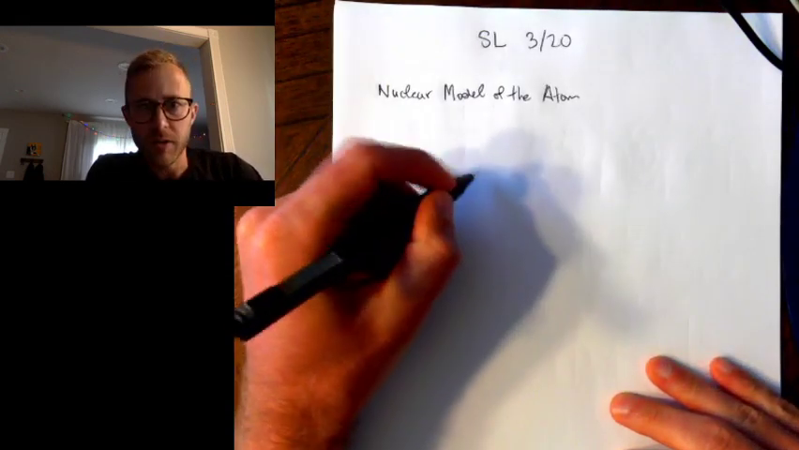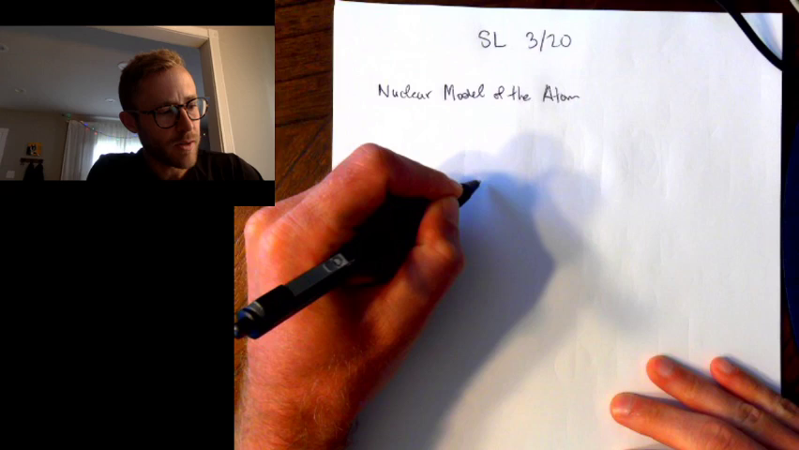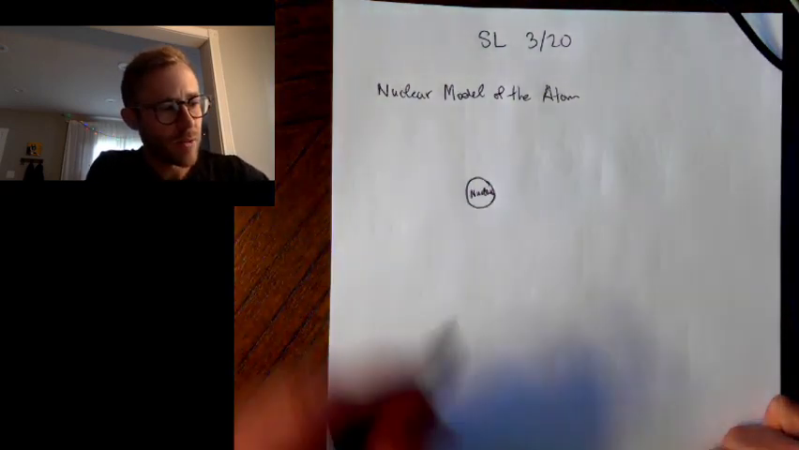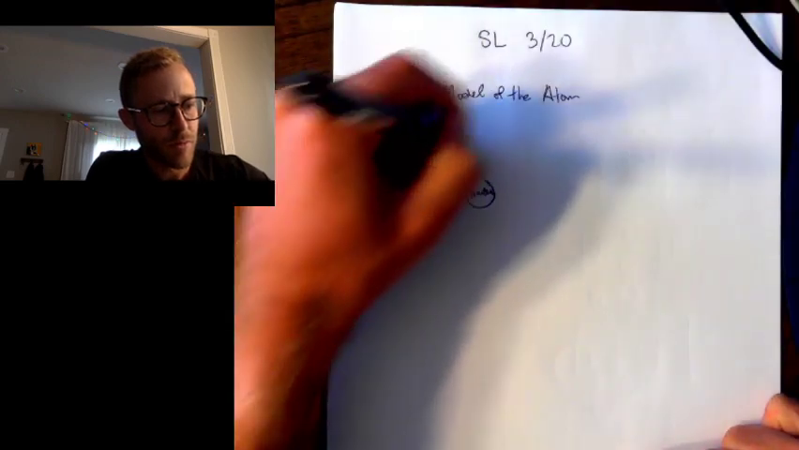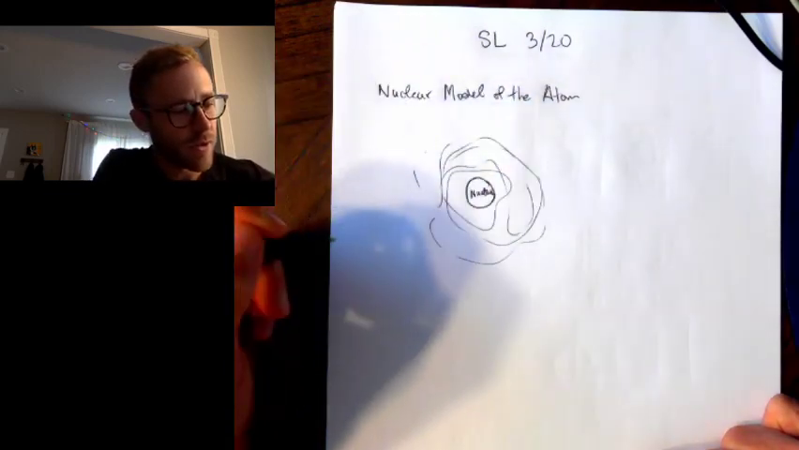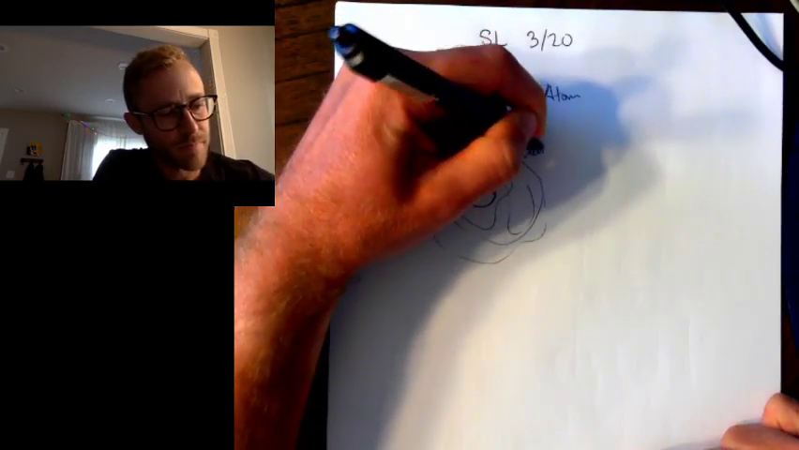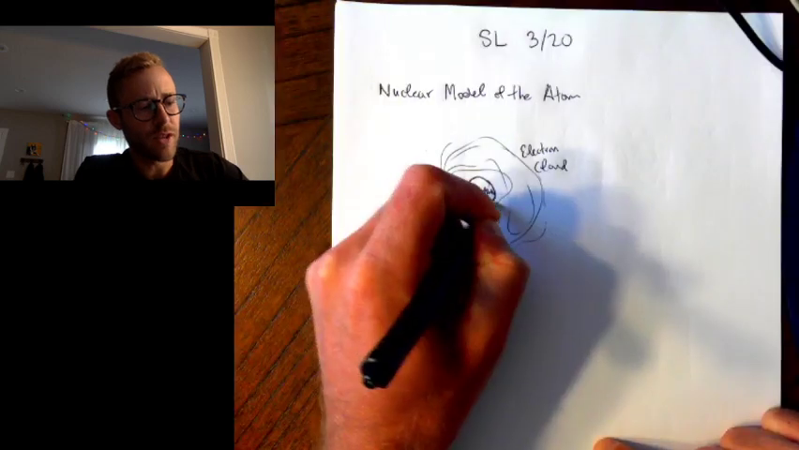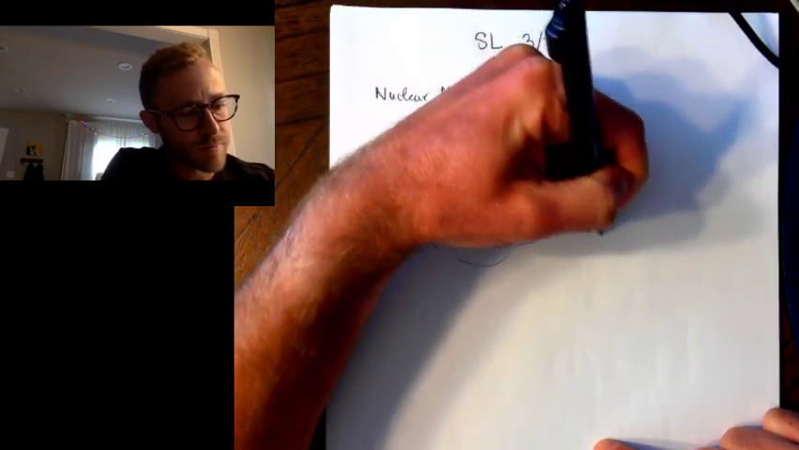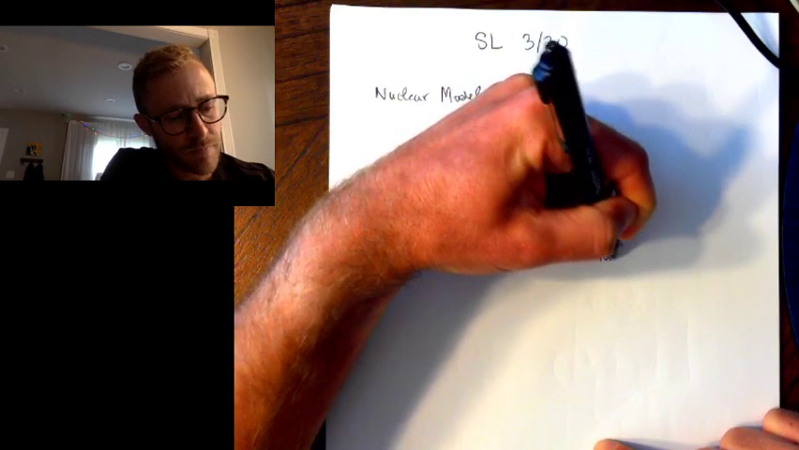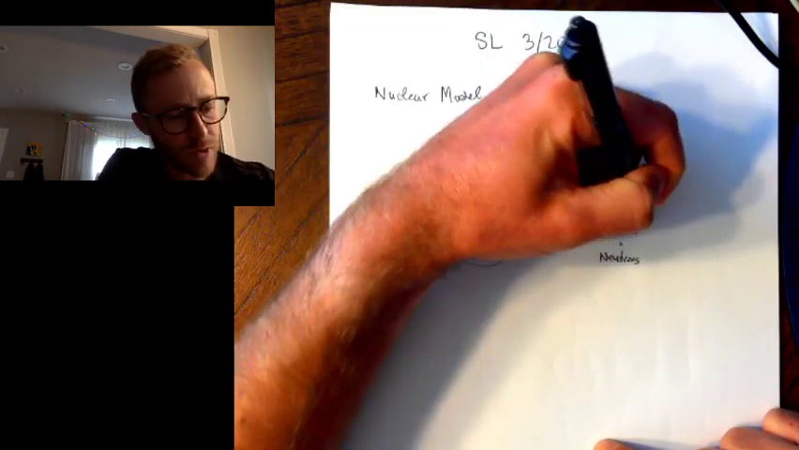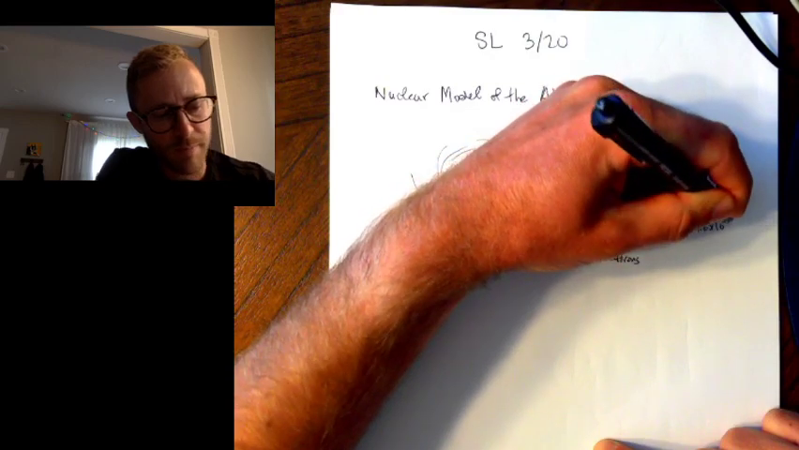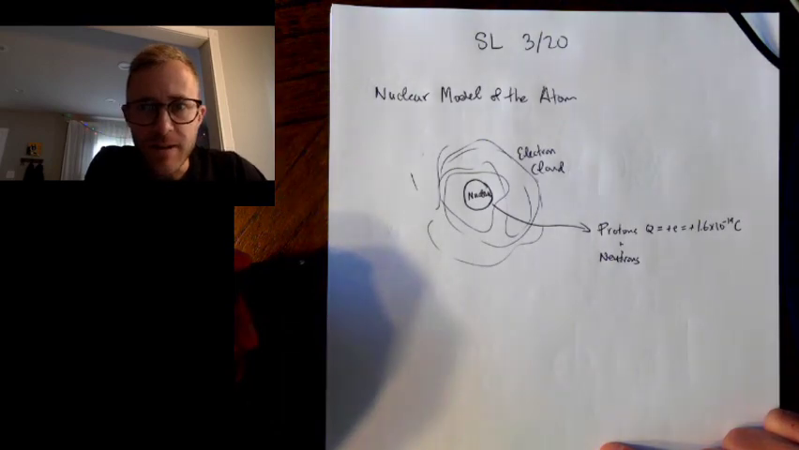The nuclear model of the atom is where you have what's called the nucleus, and then all around the nucleus you have the electron cloud. So what is inside the nucleus? Well, inside the nucleus there are protons and neutrons. Protons, of course, have charge plus e, so plus 1.6 times 10 to the minus 19 coulombs. And neutrons have charge 0.